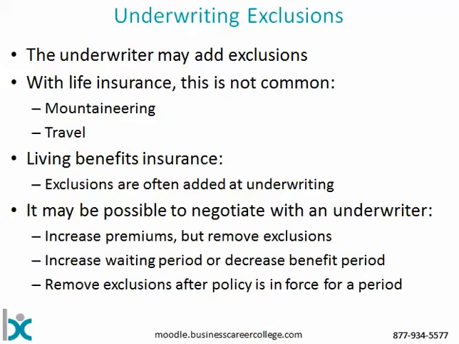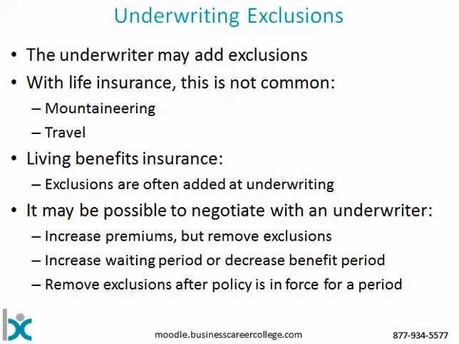So the mountaineering exclusion really covers off if you have somebody who is killed while they are rock climbing or some other mountain-based activity. And that would get added because at the time of underwriting we had some indication that that was a likely risk. Travel, if you have somebody who spends extended periods of time outside the country, a travel exclusion will often get added, especially if they're traveling in potentially more dangerous parts of the world.